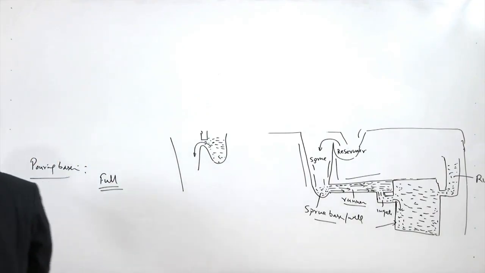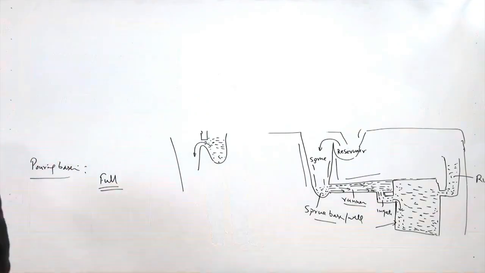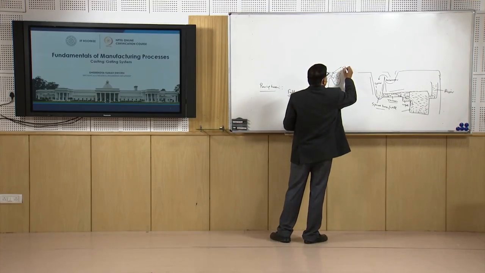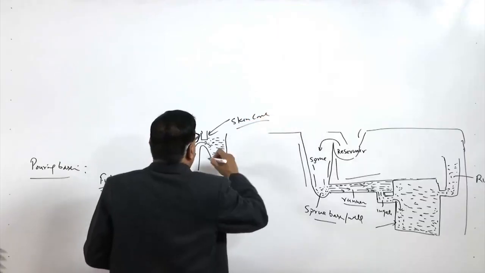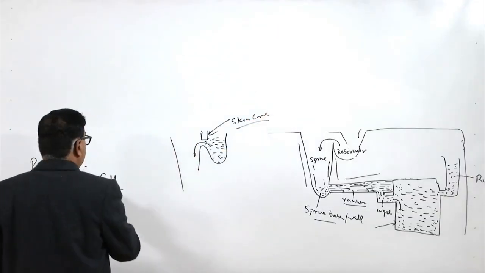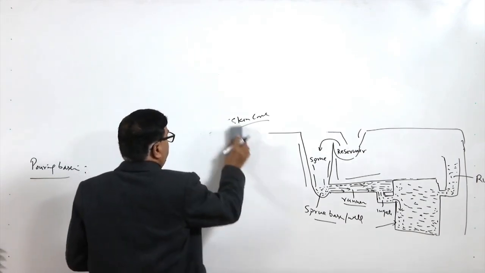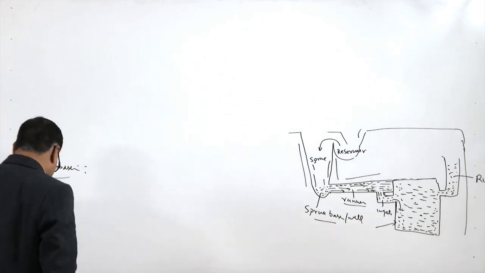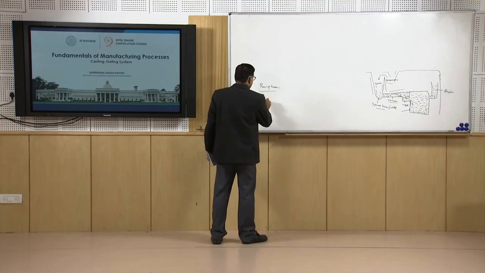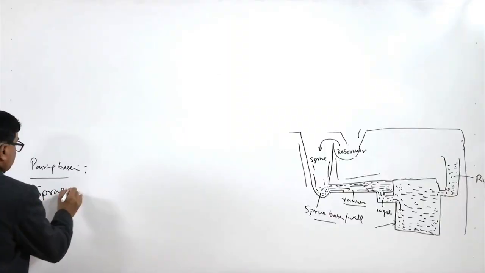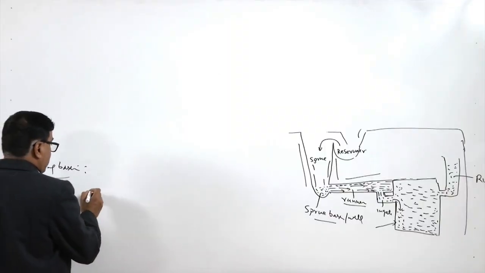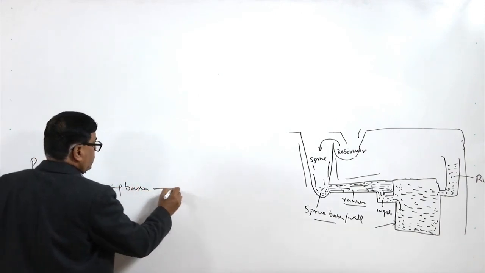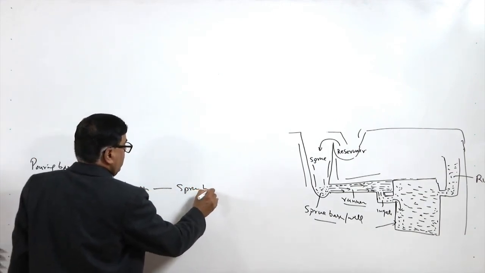Sometimes a skim core is provided in the pouring basin. This skim core helps in proper filtering of the impurities which will be floating at the top layer of the molten metal in the pouring basin. Then the sprue is the channel or the passage through which molten metal flows from the pouring basin to the sprue base.